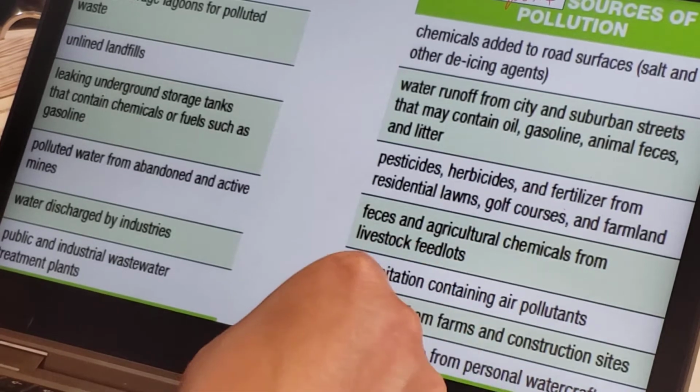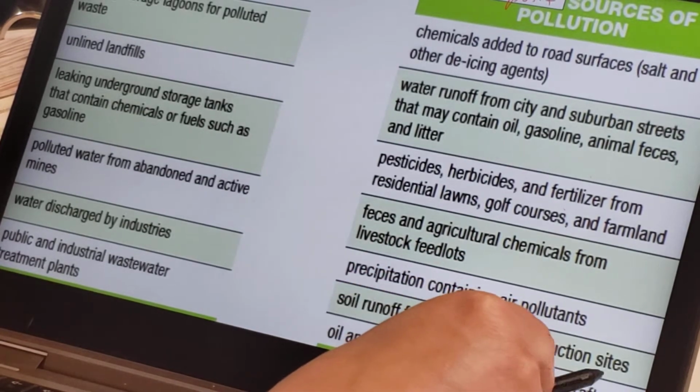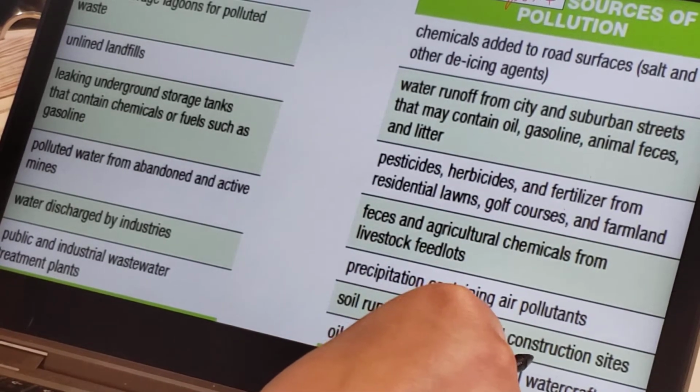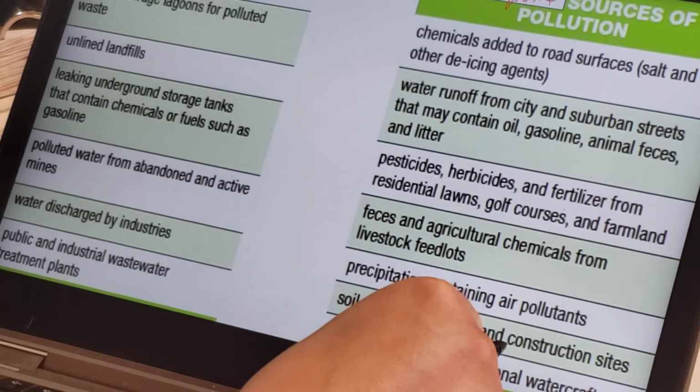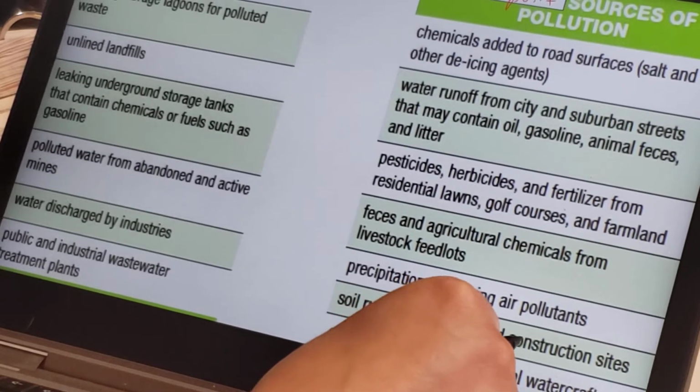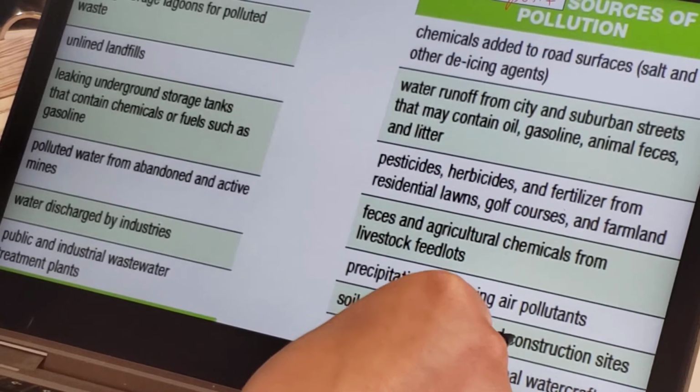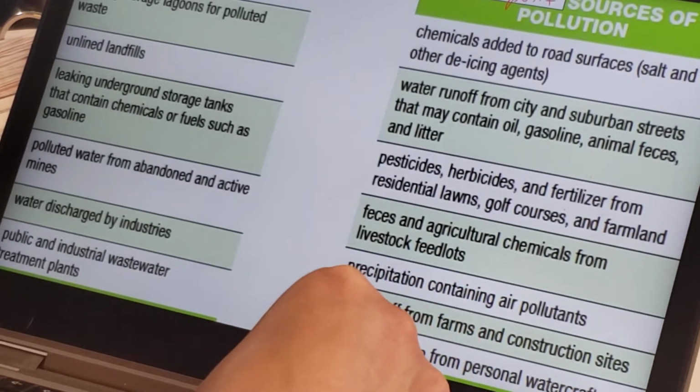Precipitation containing air pollutants, soil runoff from farm and construction sites. Which construction site? Good Lord, it's like trying to figure out which nail went into your tire. With all the construction sites we have in Nassau County, you never figure it out, right? That's a non-point source of pollution. And then oil and gasoline from personal watercrafts.